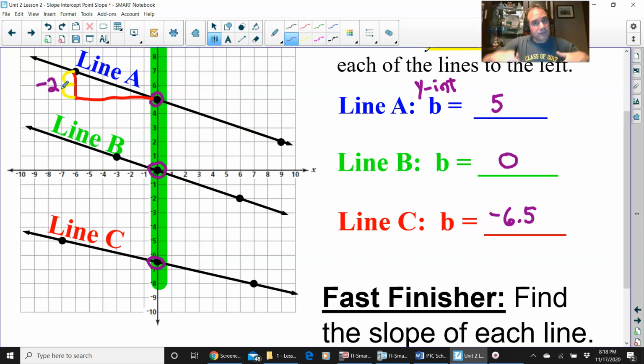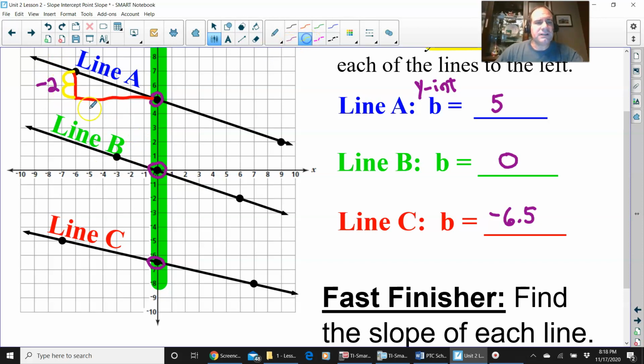Remember, going down is going into the negatives, you could just take a look at the negatives here. Going down is going into the negatives. That is negative. Going up is positive. So again, we have a 2.